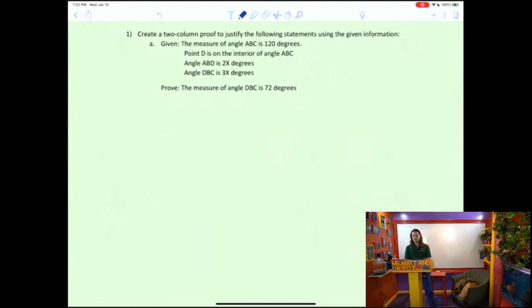So you're going to start with your given information, which is that the measure of angle ABC is 120 degrees. That point D is on the interior of angle ABC. That angle ABD is 2x degrees. And angle DBC is 3x degrees. And I want you to create a geometric 2-column proof that proves the measure of angle DBC is 72 degrees. So I'm going to give you 4 minutes. After 1 minute, I'll start to solve to give you some hints. I'll also keep track of the time in the upper left-hand corner, and I'll update it per minute.